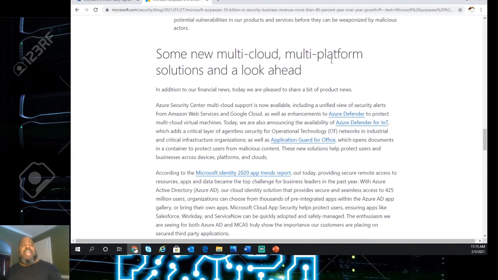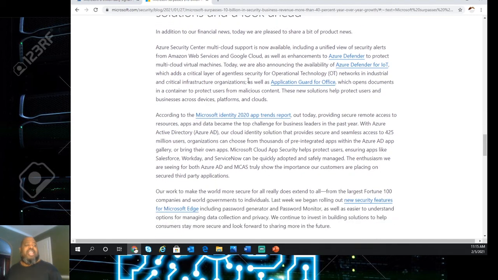Some new multi-cloud, multi-platform solutions, and looking ahead. So we're just going to read a little of this. Azure Security Center multi-cloud support is now available. It includes a unified view of security alerts from Amazon Web Services and Google Cloud, as well as an enhancement to Azure Defender to protect multi-cloud virtual machines. Today we're announcing the availability of Azure Defender for IoT, which adds a critical layer of agentless security for operational technology networks and industrial and critical infrastructure, as well as Application Guard for Office, which opens documents in containers to protect users from malicious content. These new solutions will help protect users and businesses across the platform.